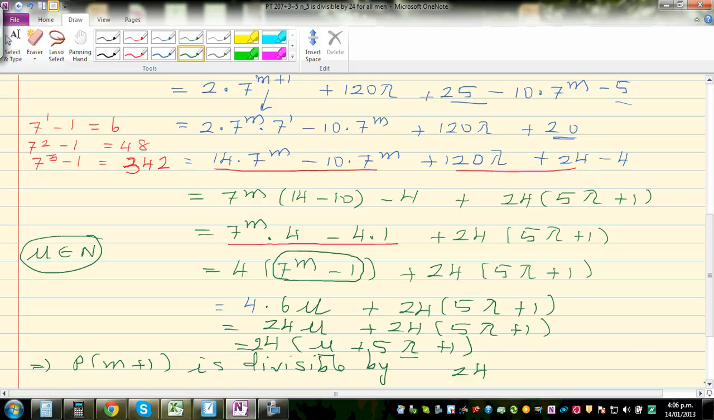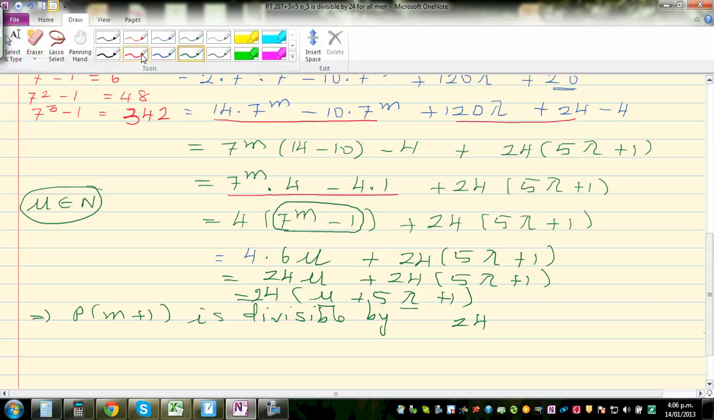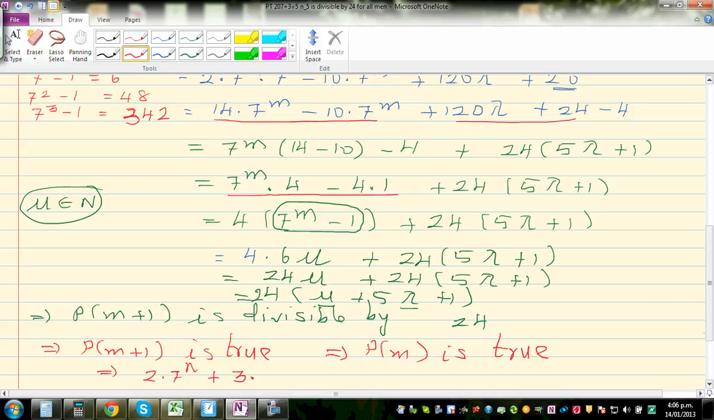So we can say P of m plus 1 is true. We have proved this, which implies P of m is also true. Initially we accepted P of m to be true, and now if P of m plus 1 is true, it follows that 2 times 7 to the power n plus 3 times 5 to the power n minus 5 is divisible by 24.